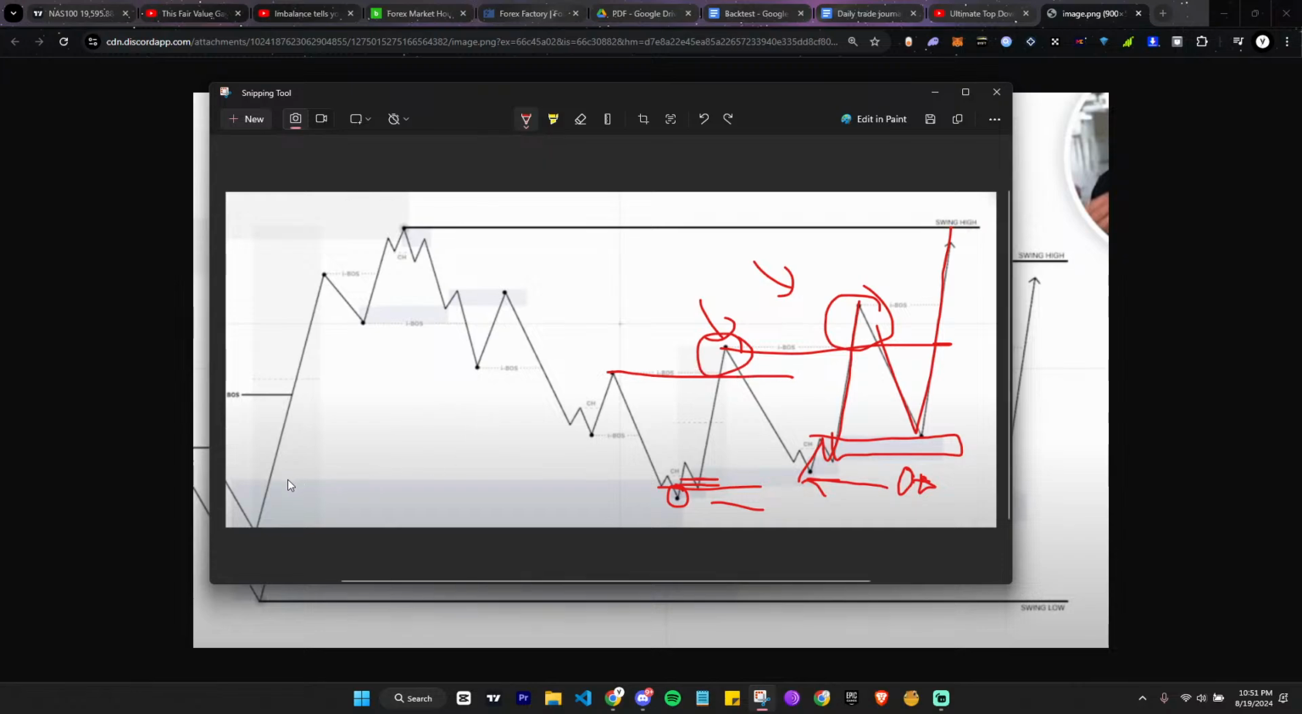Now this happens because of one reason. This PD area over here, or a fair value gap in this case. I'm pretty sure it's a fair value gap over here. Think of this line as like a fair value gap. See, this is a sweep, okay? And this is the draw on liquidity. This is not much because it's just a sweep.